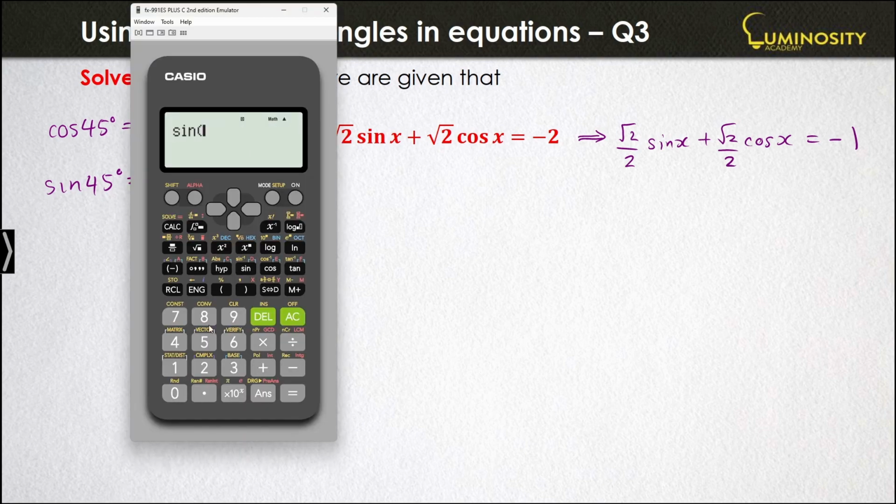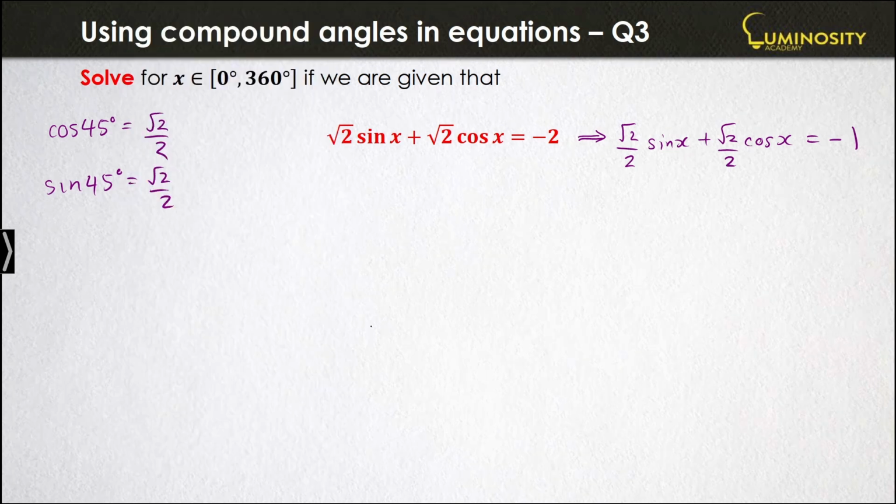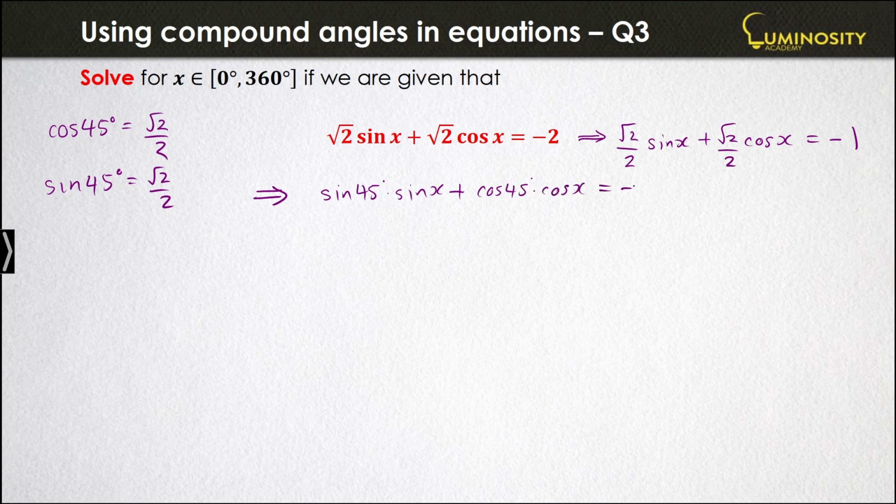We can check there: sine of 45 degrees is root 2 over 2, and cos of 45 degrees is root 2 over 2. So I can rewrite this equation in a very smart way. Instead of root 2 over 2, I'm going to put sine of 45 degrees times sine of x, plus, instead of root 2 over 2, cos of 45 degrees times cos of x, equals negative 1.